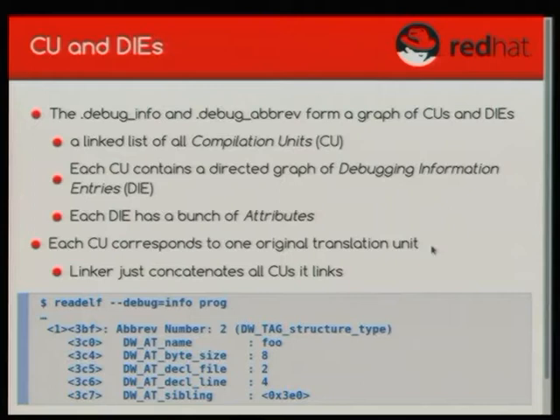It's an oriented graph because you can really follow the edges, how they are referencing each other. Each DIE also has attributes like the name of the type, or the size of the type, or this kind of stuff, which is really whatever you would need to know.